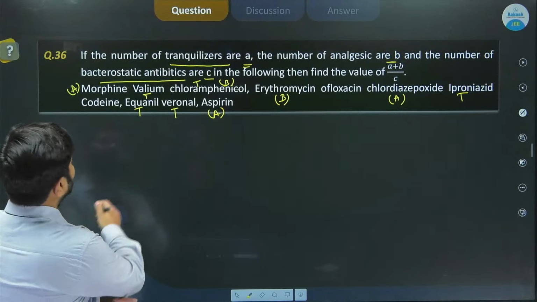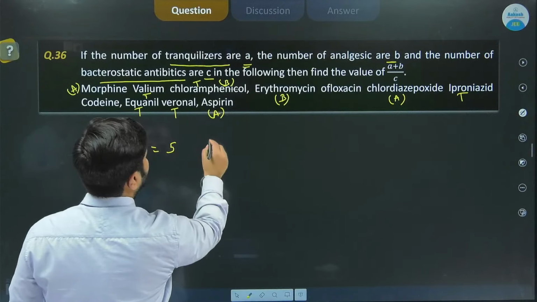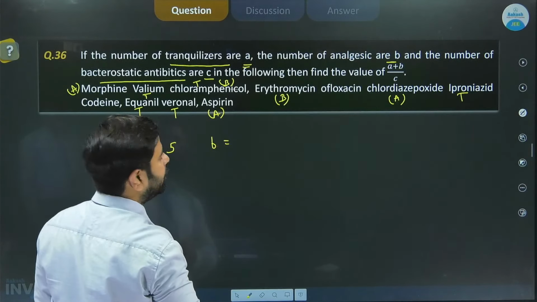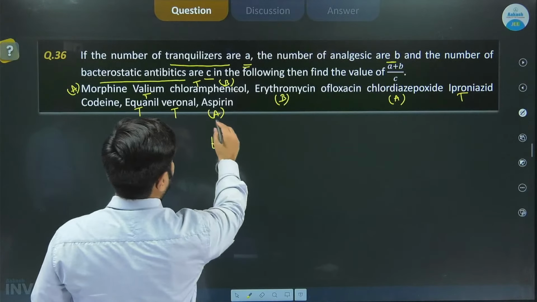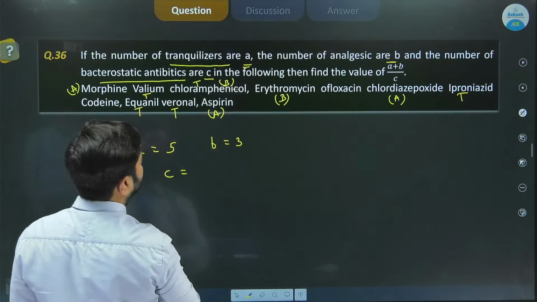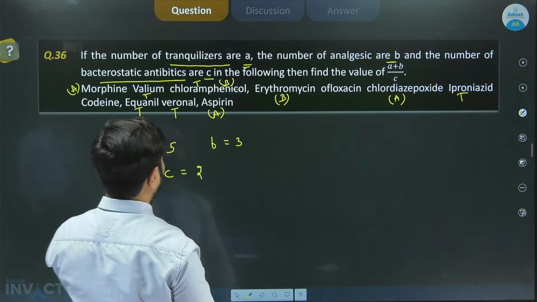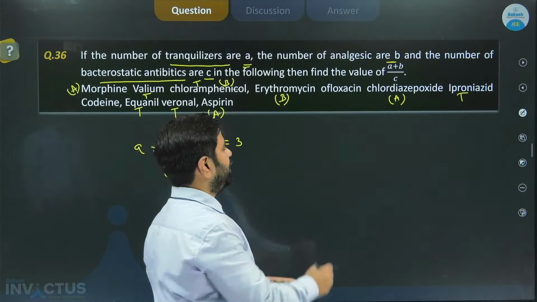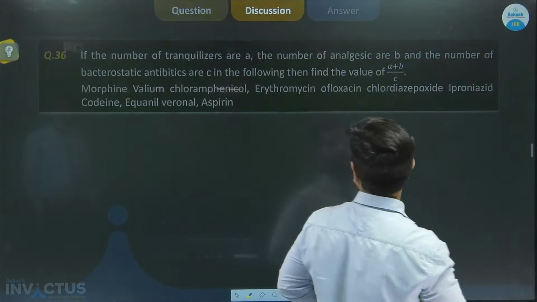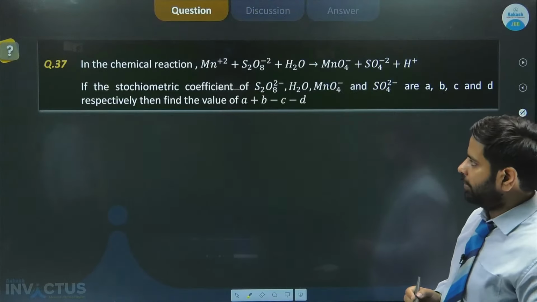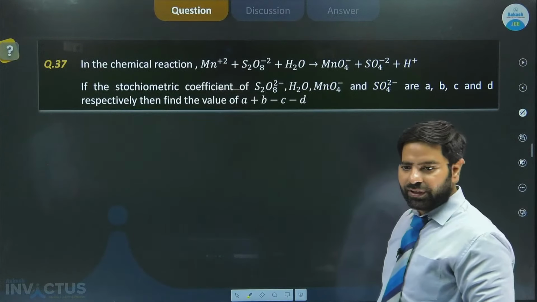Okay, so how many tranquilizers do we have? 1, 2, 3, 4 and 5. A is equal to 5 and B is what? Analgesic 1, 2, 3, and C is bacteriostatic antibiotic, that is equal to 2. So you can simply calculate 5 plus 3 divided by 2, that is 4. Let's check the answer to this question. That is given 4. Move on to the next question, question number 37.